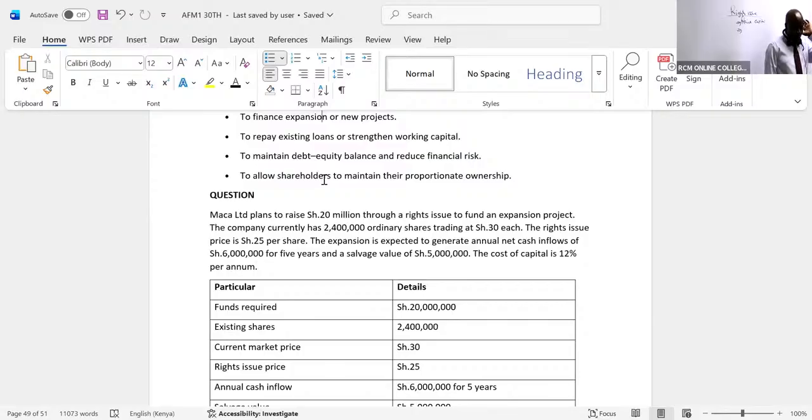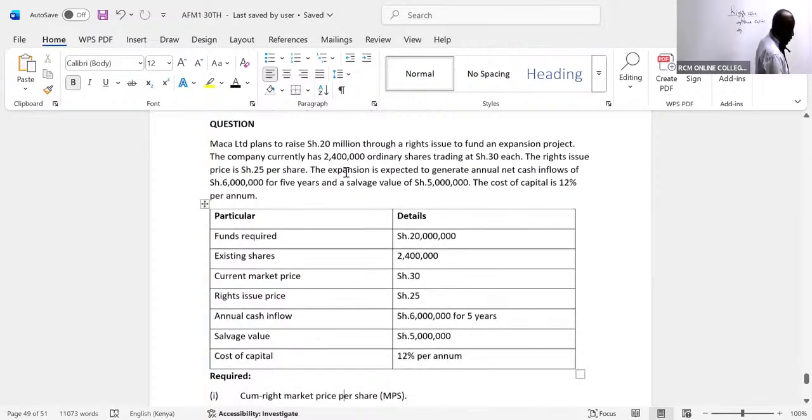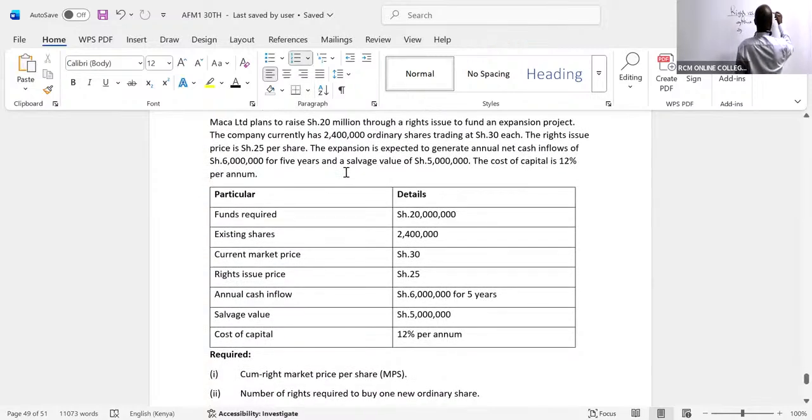The expansion is expected to generate annual net cash inflows of 6 million for 5 years and a salvage value of 5 million, and the cost of capital is 12% per annum. So you can summarize this by writing down this table as an exercise. We say funds required. How much do we require in total? 20 million, right? We require 20 million in total.